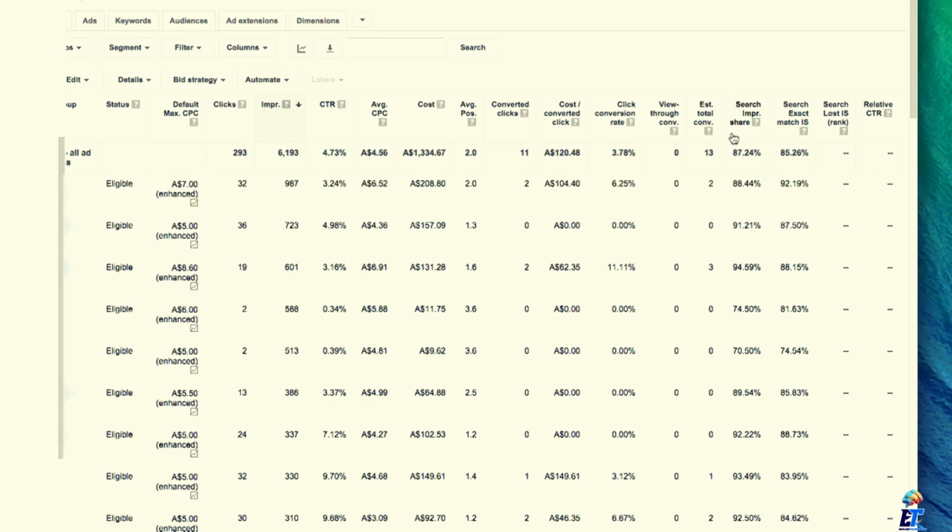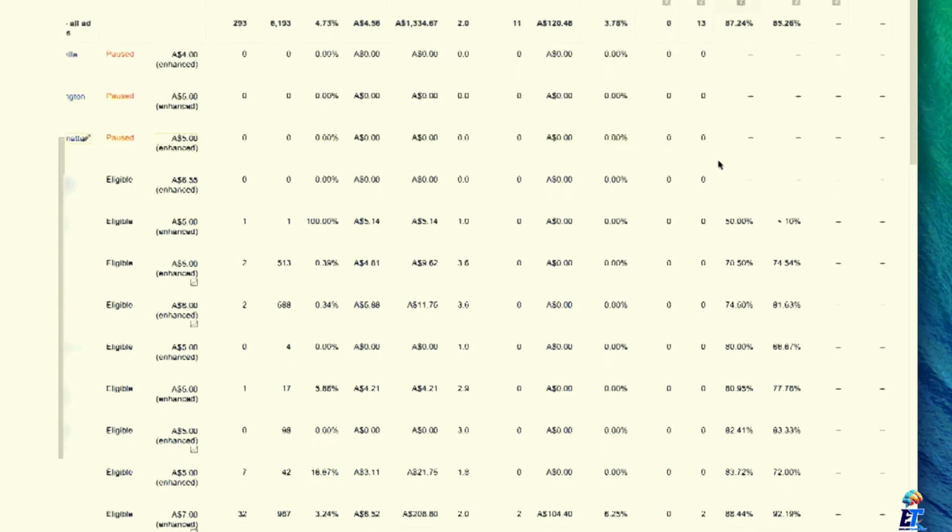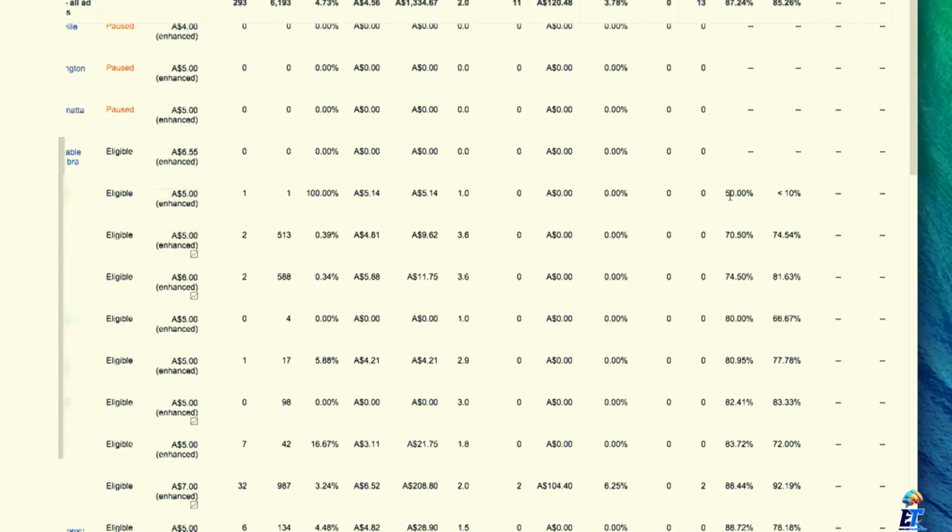Looking at the search impression share report, the overall ad group impression share is about 87%, and I'm quite happy with that. It's very hard to get 100%, but what I do is rank my search impression share the other way, and then I look for areas where I can improve it. As I said, this is the number of times my ad was shown versus the number of times it was eligible to be shown. So I want it to be as high as possible. I want my ad to be shown every time it's eligible to be shown.